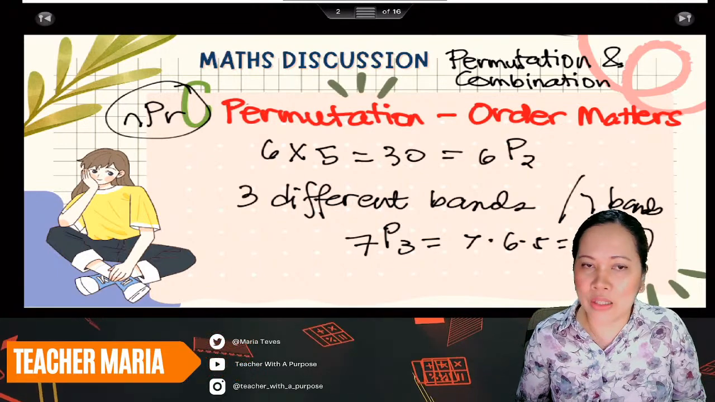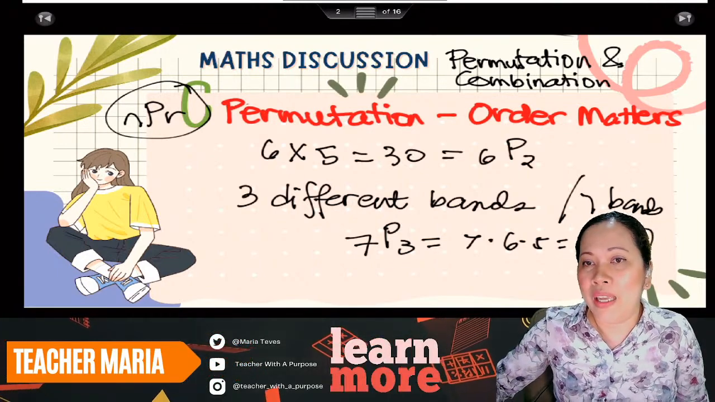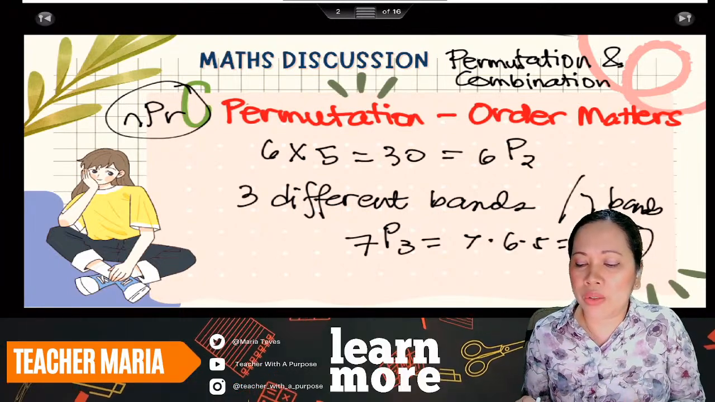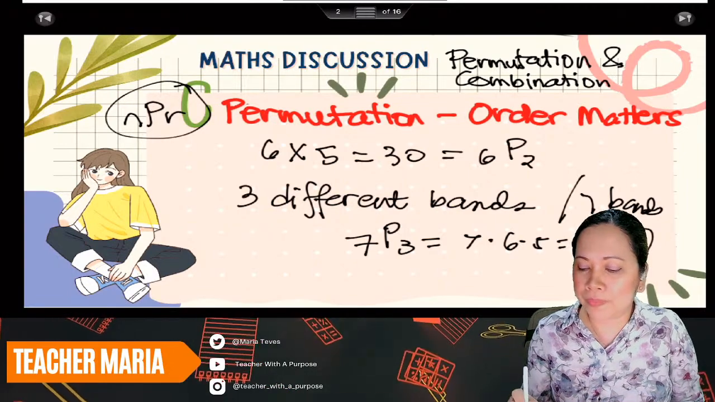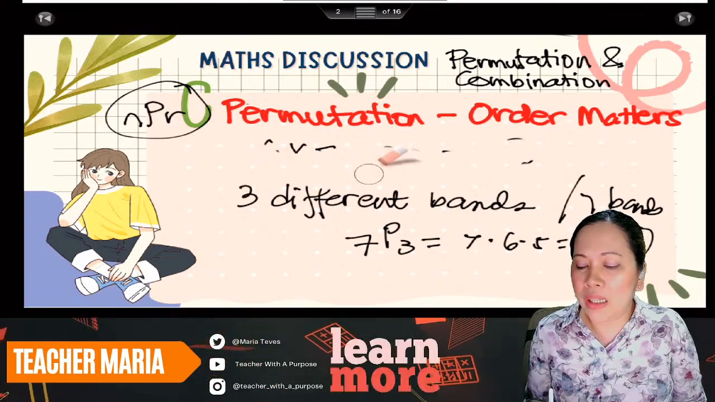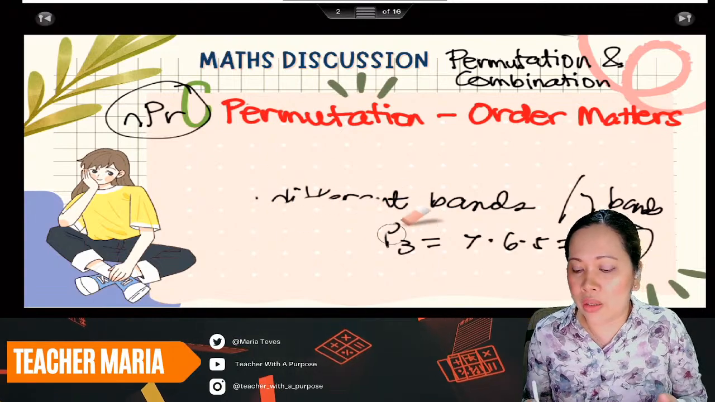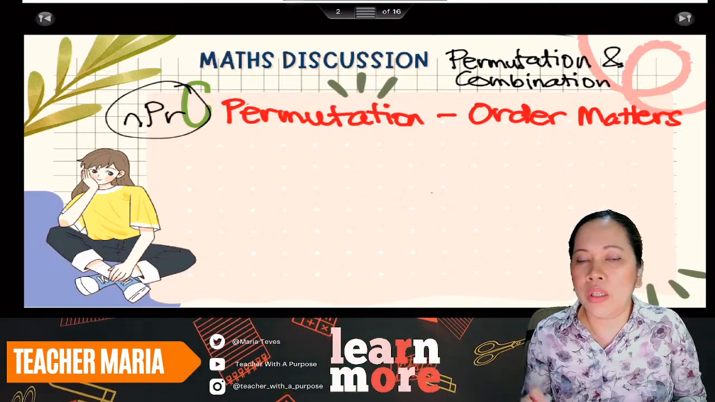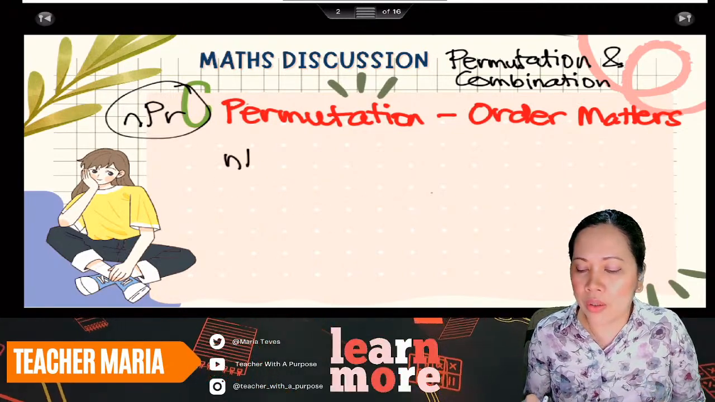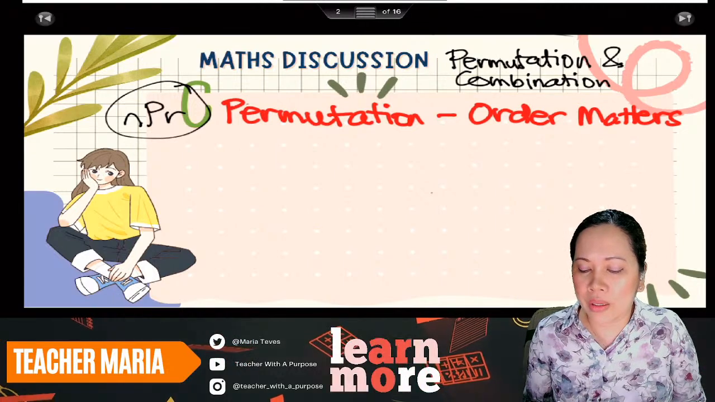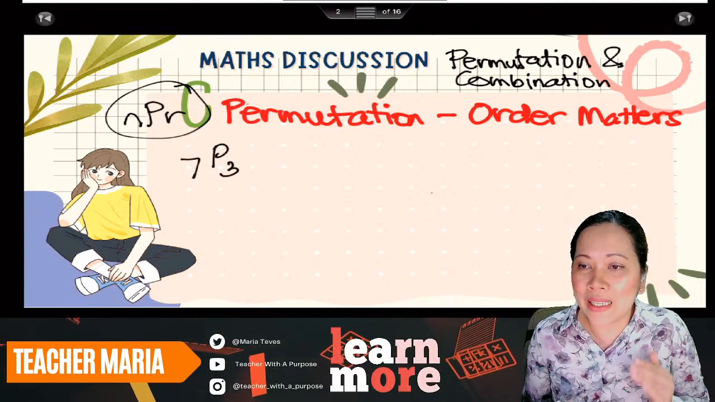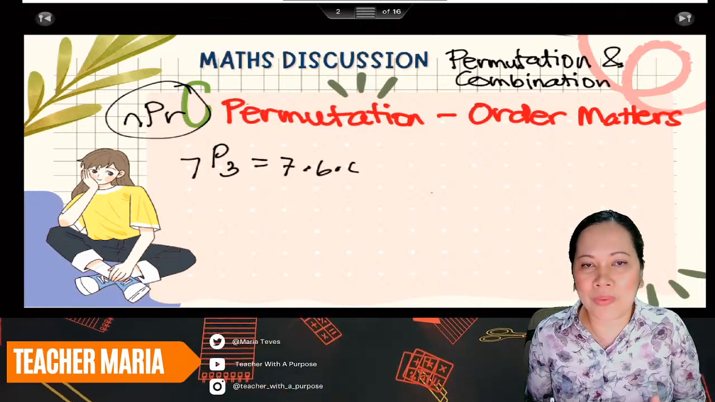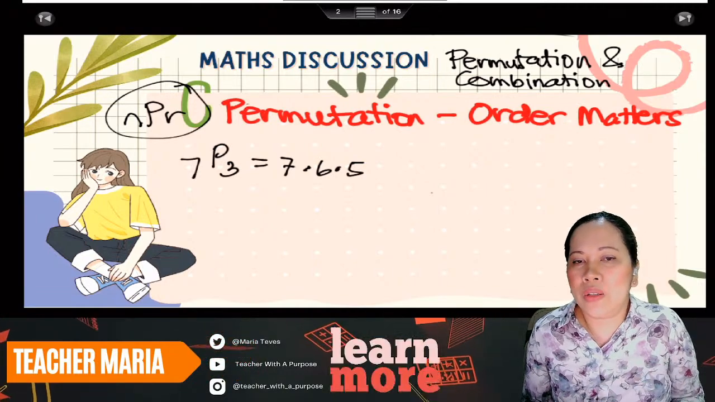And then 6 is your R, or the number of bands that you can have, or the number of events. So in terms of factorial notation for permutation, if you would like to solve it using the factorial notation, let me just show you. So NPR, or let's have the other example, 7P3. So this is 7 times 6 times 5. Okay, so that is your 7 factorial.